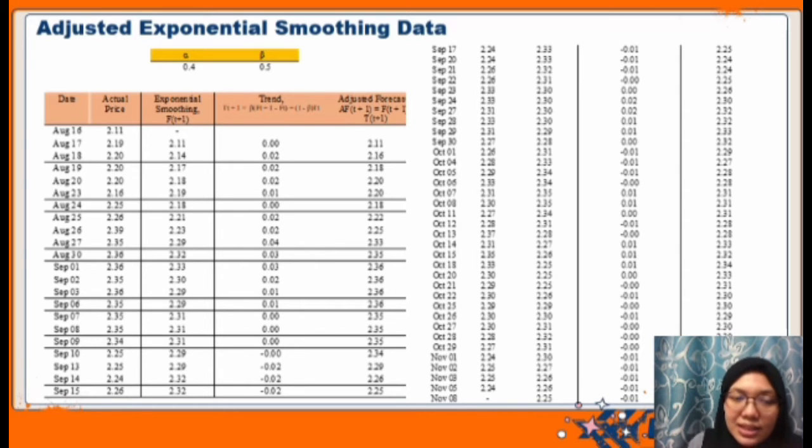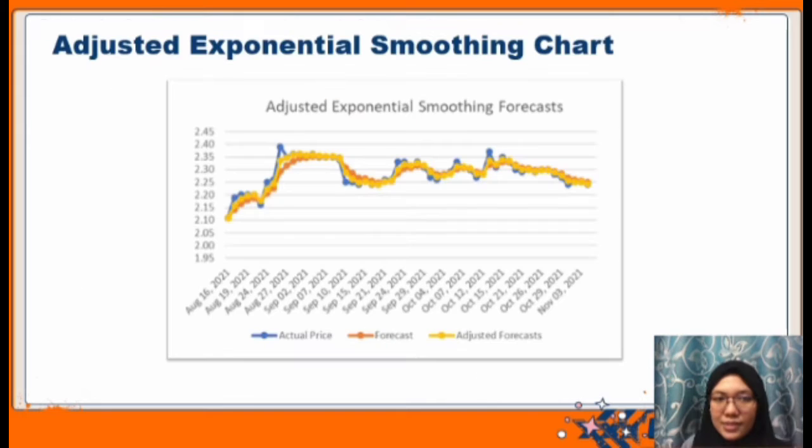The difference is we are adding the exponential smoothing from the alpha plus the trend, which comes from the beta that we are using, which is 0.5, and then we get the adjusted forecast. Here is the adjusted exponential smoothing chart.